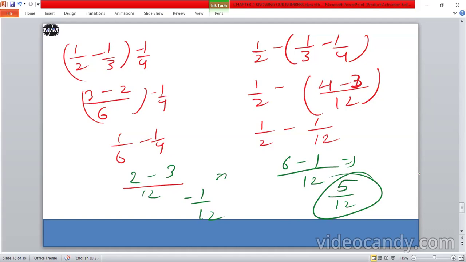And we all know that for multiplication, if we change their positions, it will not affect their answers. Okay. That's all for today.